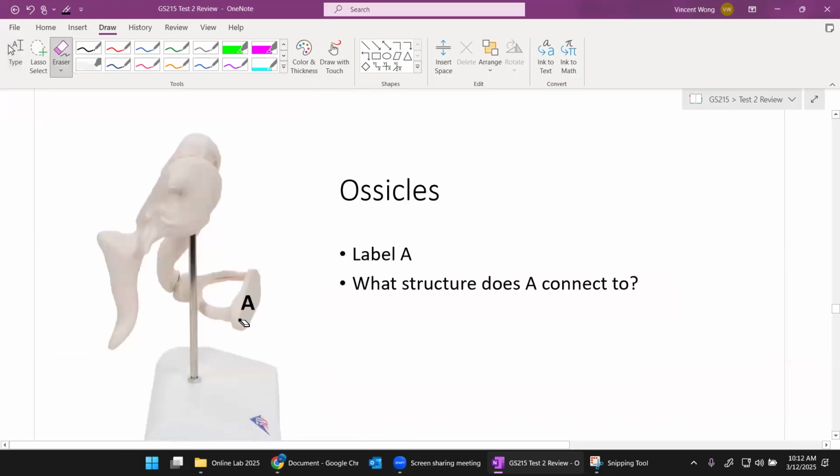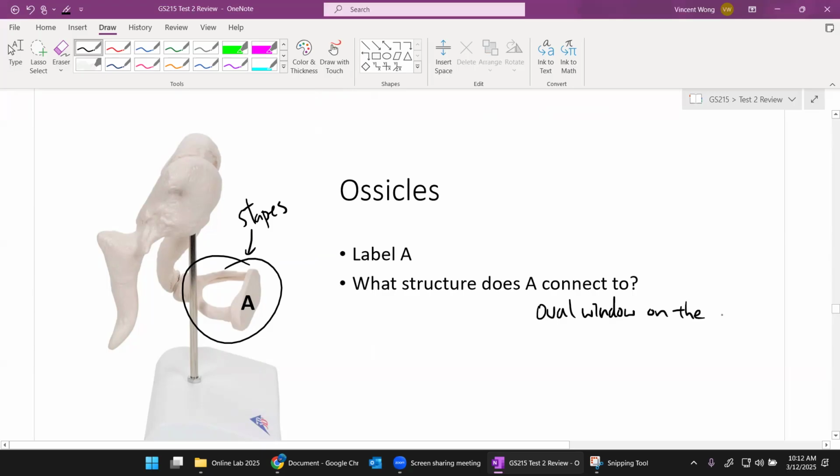Ossicles. So again, you see this big knob. That would be like the hammer or the malleus, and the incus at the back, and this is the stapes. And what is it connected to? It's connected to the oval window on the cochlea.